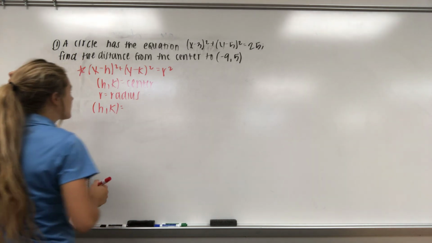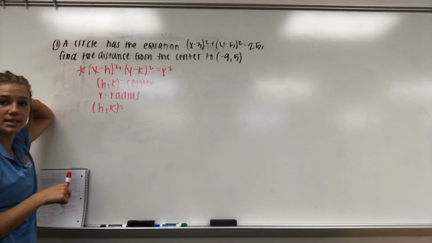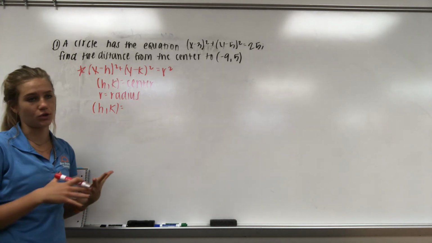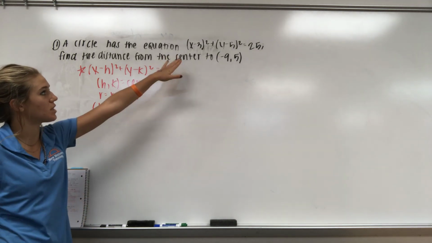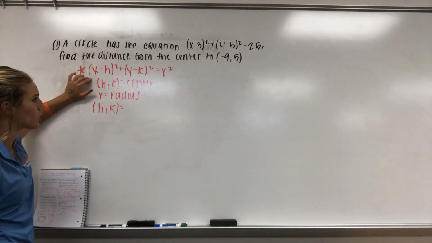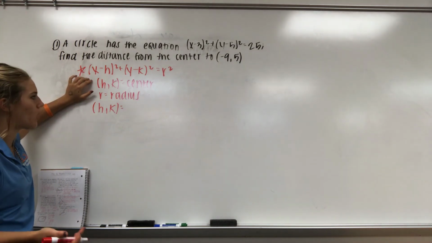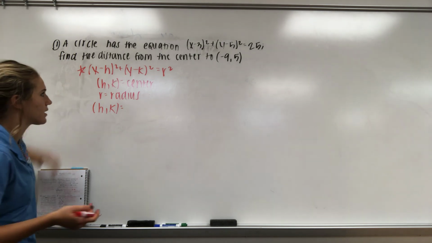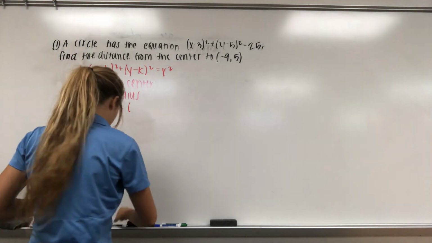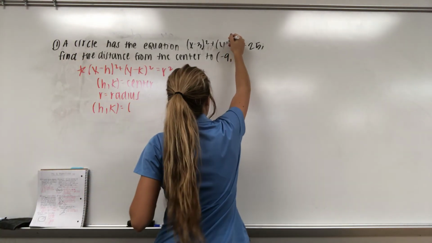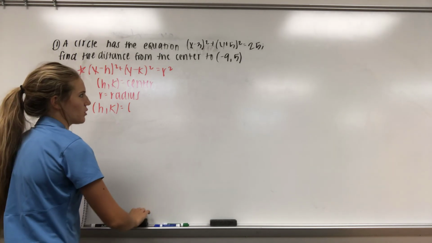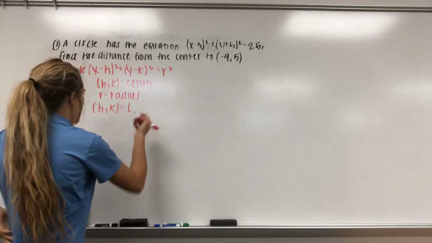Since it's asking us to find the distance from the center to this point, we have to figure out what the center of our circle is. If we compare the equation they gave us to the general equation of a circle, we get our center point pretty easily. Sorry, I messed this up. I just changed that minus sign to a plus sign on the y plus 5.